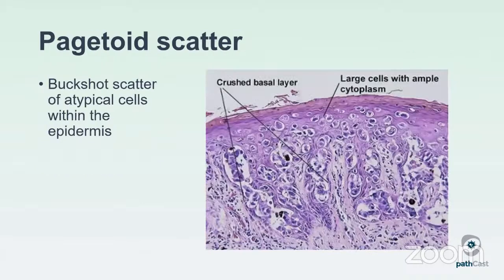Pagetoid scatter is my next term for you. That is a buckshot scatter of atypical cells within the epidermis. So cells just kind of flying up in a disorderly array in the epidermis. This is the prototypic pagetoid scatter of Paget's disease.